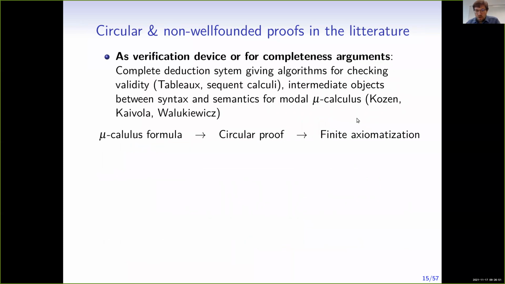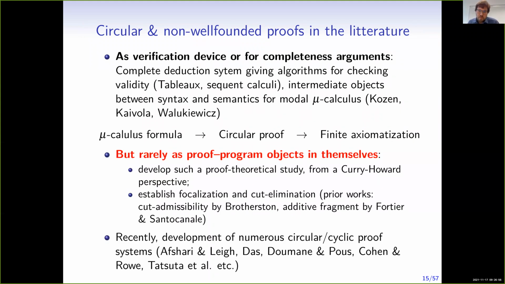This slide is just to review a bit of the use of circular proofs in the literature. They appeared early in tableau methods for the modal mu calculus, in work especially by Walukiewicz, for instance. But they were rarely used as proof-program objects, for extending the Curry-Howard correspondence, and especially they were not used in a very structural proof-theoretic way. Recently, lots of work has been done on circular or cyclic proof systems, and I just mention some of them, especially the work by Brotherston and Simpson, and Anupam, of course, with several people. Here I mention Amina and Damien, but he has lots of other contributions. And Liron and Robin have also made some developments on cyclic proofs for transitive closure logic, for instance.